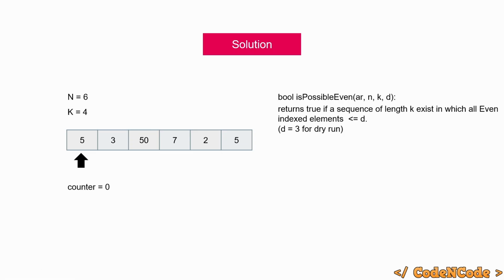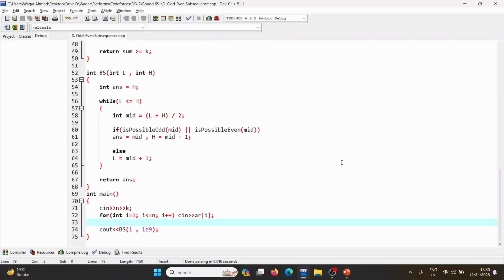Okay. Before I show you that, let me just show you the code, just to give you a perspective. So see, we are reading n and k, after which we are reading n integers. And then I'm calling binary search. L is equal to 1. What is the minimum result? 1.